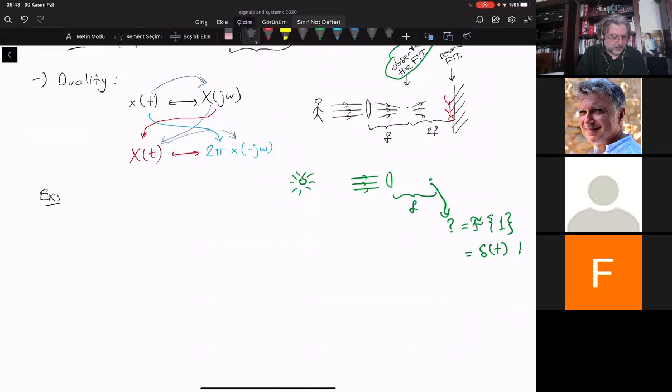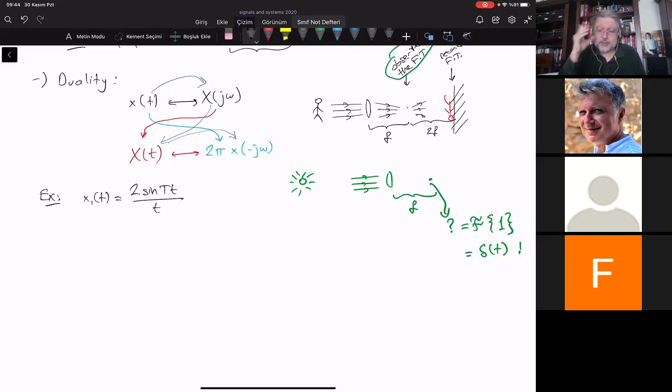For instance, suppose that you are given a signal like this: x1 of t is equal to 2 times sine capital T divided by t. What is the Fourier transform of this thing? And if you try to put this into the formula of the Fourier transform and take the integral, I wish you good luck for that.